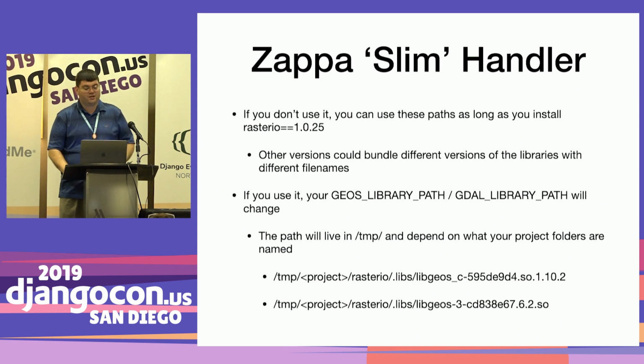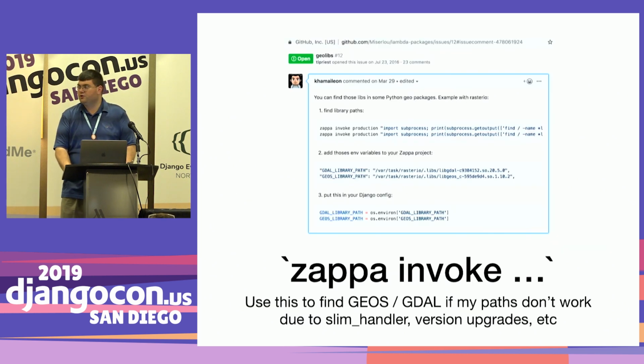Now, if you use Slim Handler to get around that limitation, there's a 75 megabyte restriction for Zappa, then your paths will change. It will be in temp instead of in var task, and it will also be based on your project name, still in the rasterio.libs folder. If you are unable to find them or you change versions of libraries, go back to the GitHub issue and use the Zappa invoke command that they specify.